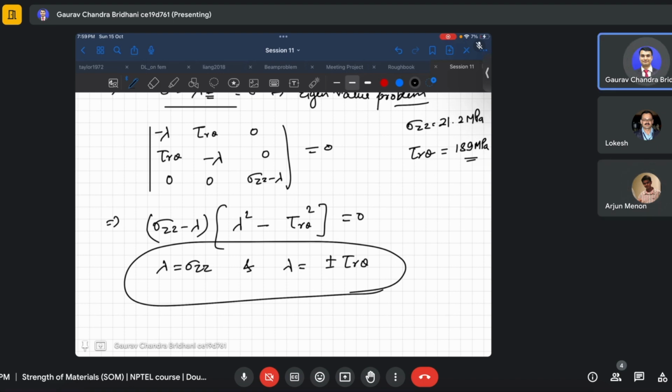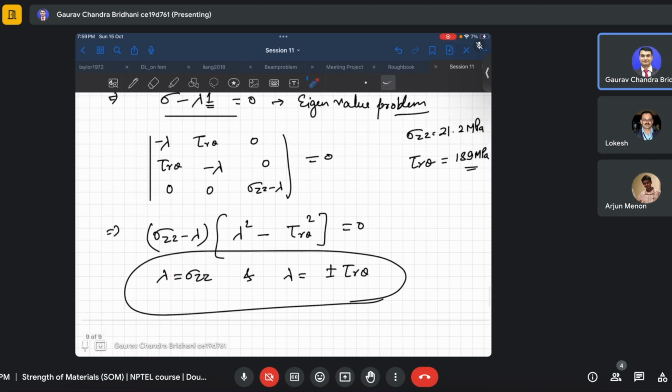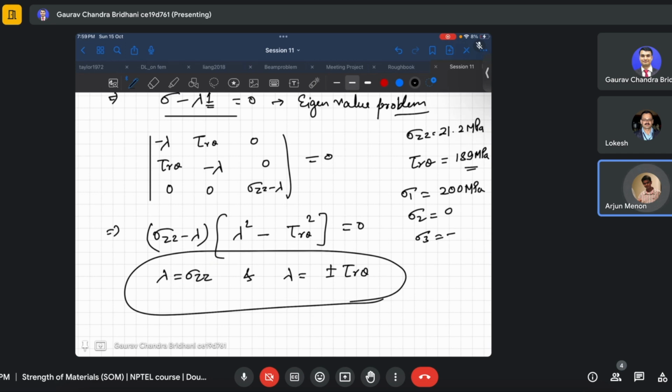Yeah, so I'm also thinking why it is coming in this way and it is being shown correct in that way. So just tell me what was the value of the sigma 1 which you got? 200 MPa, and that is also matching there. Sigma 2 was 0 and sigma 3 was minus 178.7.